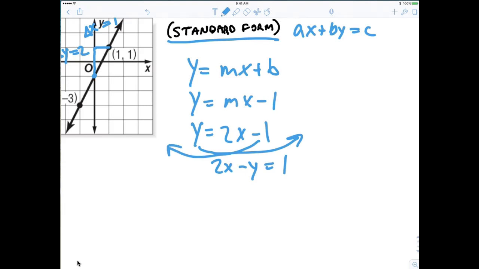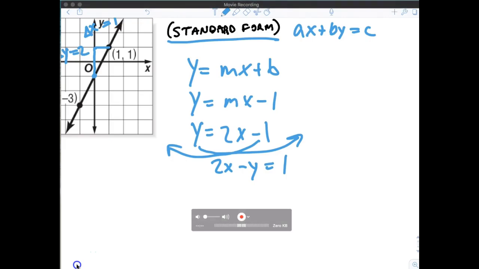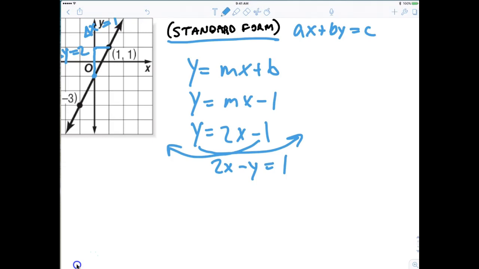So basically for standard form, you just put the y with the x. Yes, exactly. And x has to be positive and no fractions. This is what we do. You do what I do, and you're in good shape.